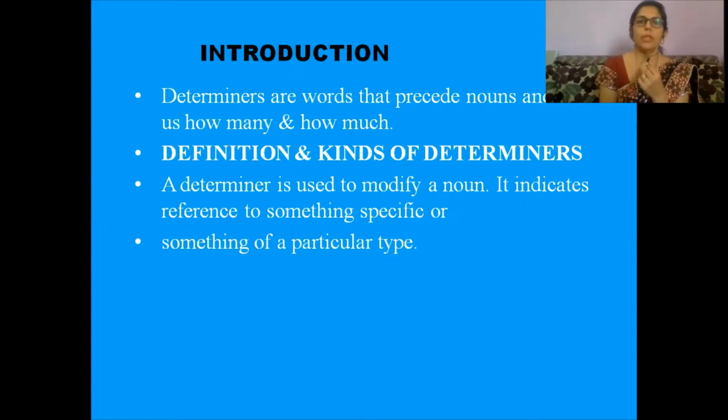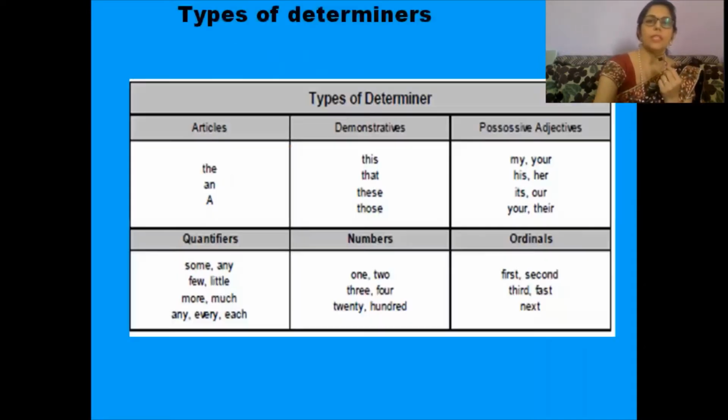Words that precede a noun and tell us how much and how many, or in what condition the noun is, whether it is countable, uncountable, or if it is denoting quantity, so even the quantifiers are also used. So definition and kinds of determiners. A determiner is used to modify a noun, so it indicates reference to something specific or something of a particular type. So what type of noun it is, it specifies it in detail.